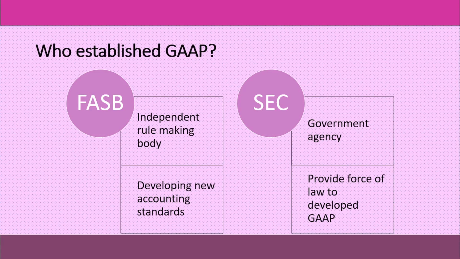There are two independent bodies involved in this: the Financial Accounting Standards Board, shortly we say FASB, and the Securities and Exchange Commission. FASB is an independent rule-making body which establishes accounting standards, while the Securities and Exchange Commission is a government agency responsible for the enforcement of GAAP.